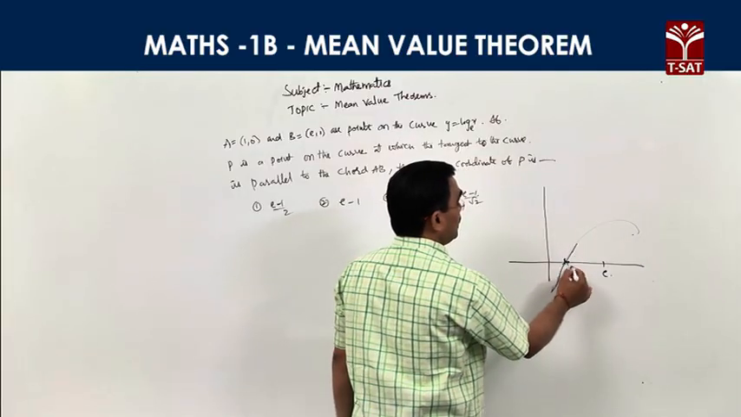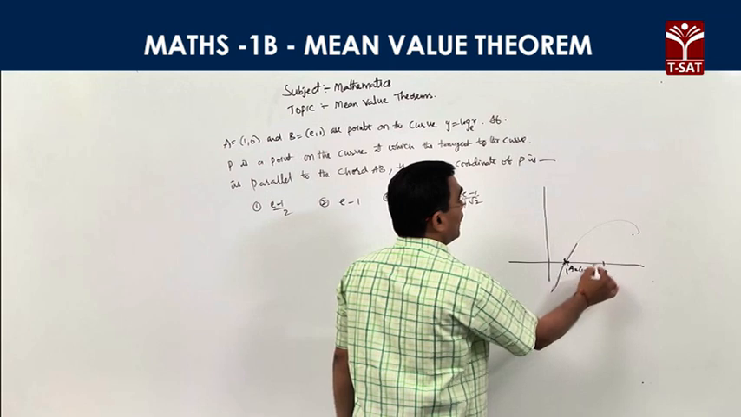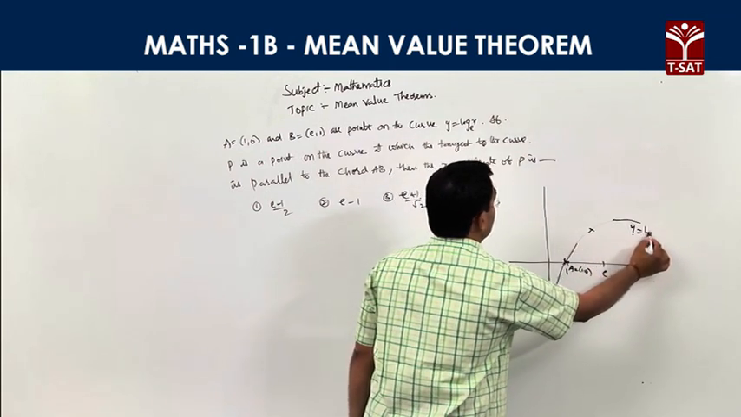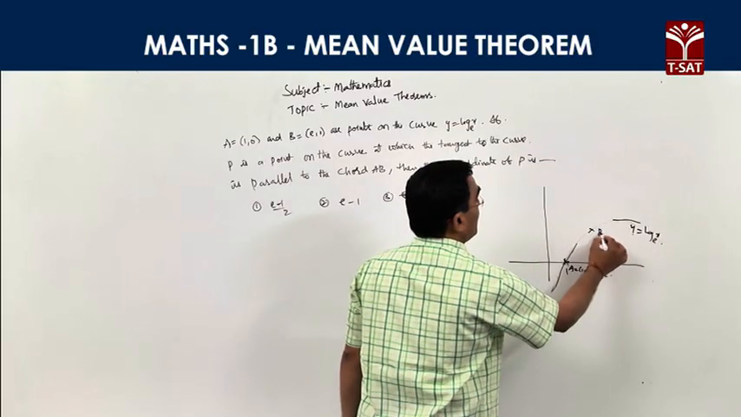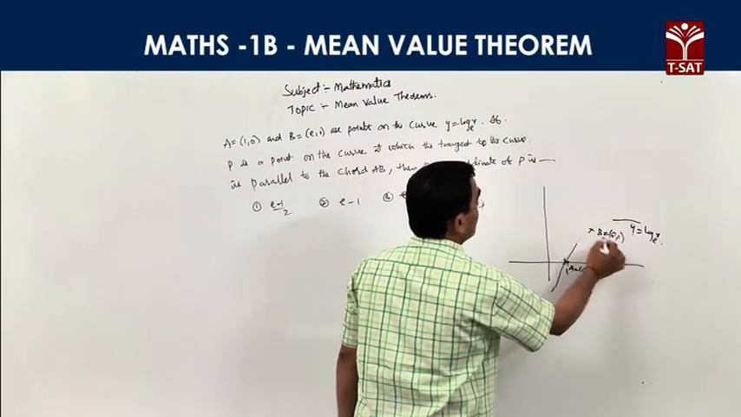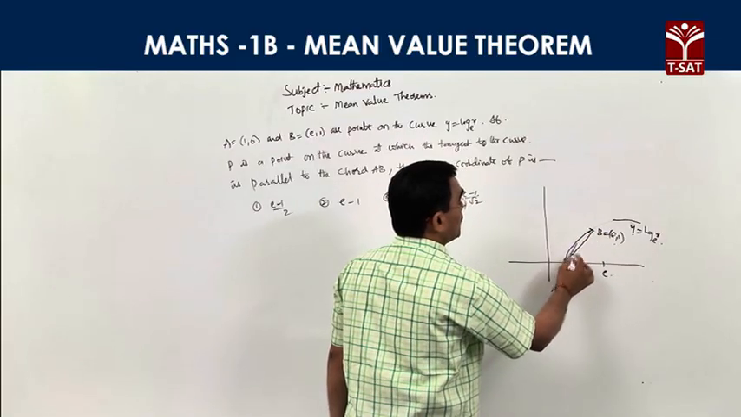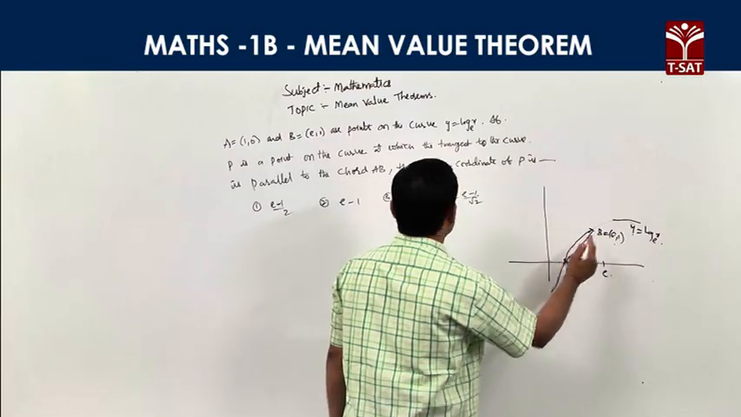The point A is (1, 0), and the function is y = log x to the base e. The point B is (e, 1). This is the curve, and this is the chord AB.